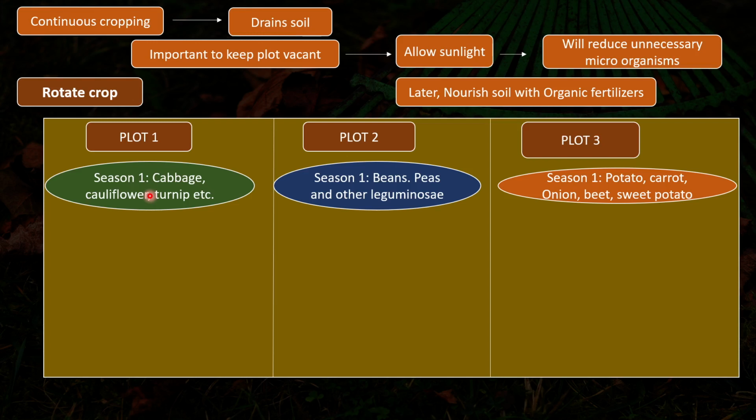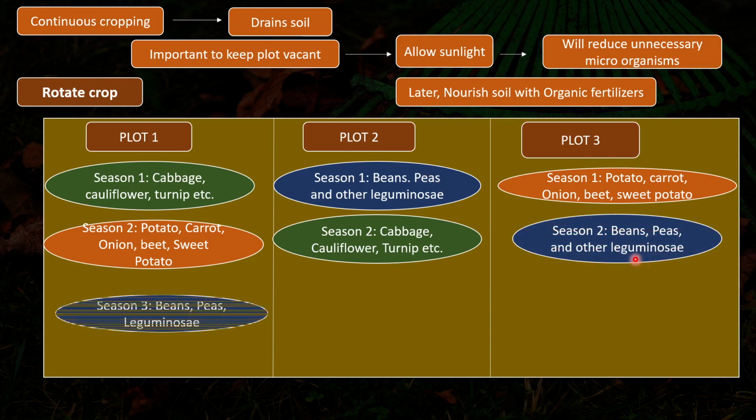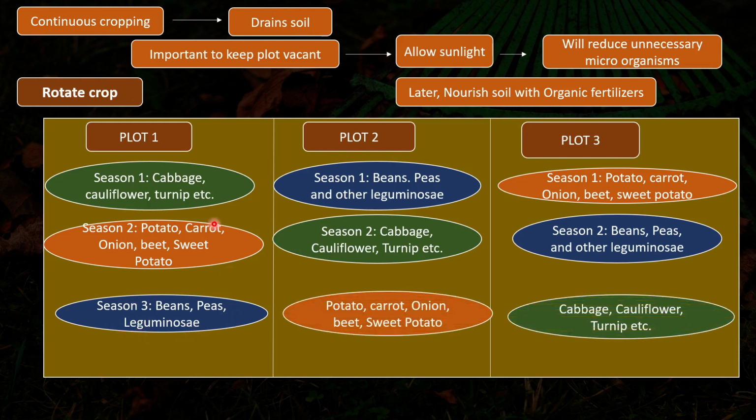So what we will do in the next season is that we will rotate the crops. We will grow potato in plot 1, cabbage and cauliflower and leafy plants in plot 2, and the beans, peas and leguminous ones in plot 3. And then in the next season we will again make a rotation, and like this we can keep on changing the plants in the plots, right?